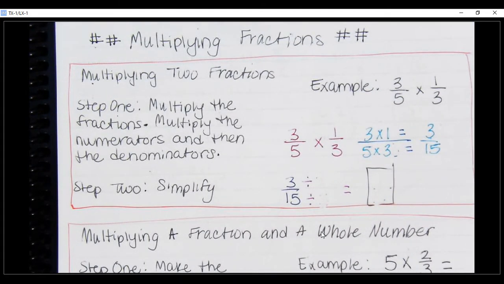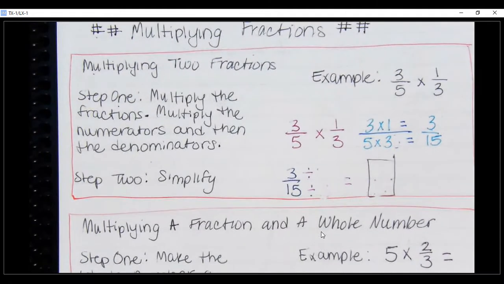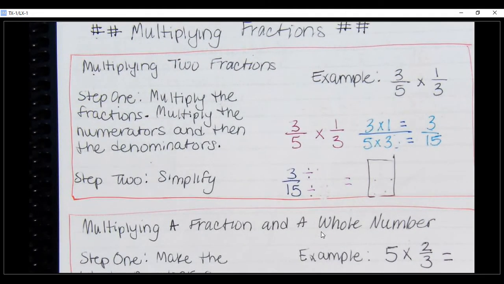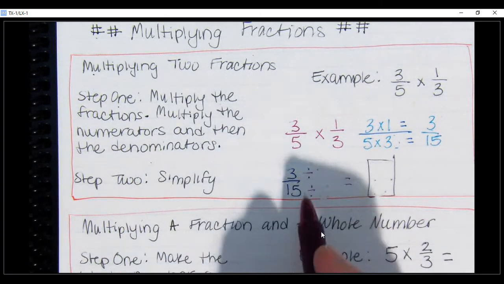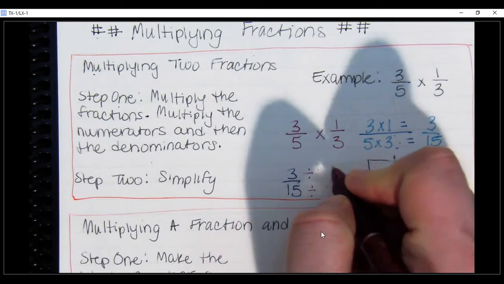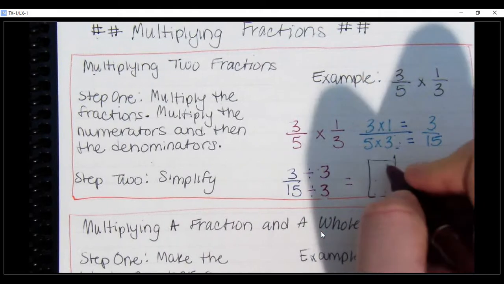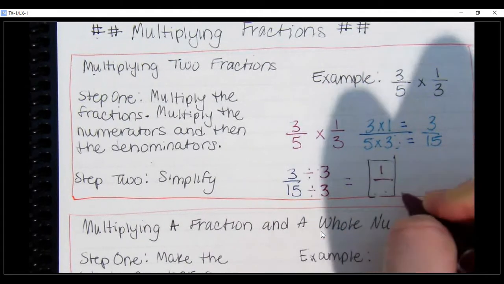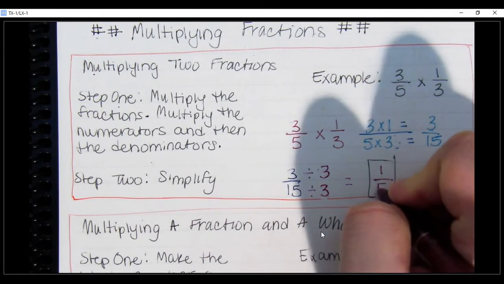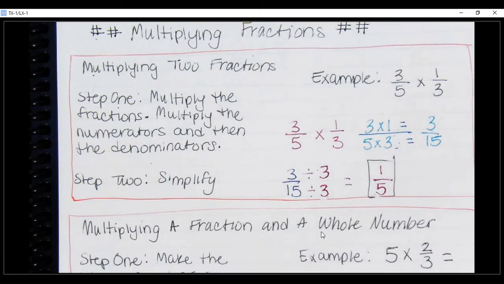We can move on to step 2, which is to simplify. So just like what we said in that previous video, we want to divide by the greatest common factor, or the biggest number that could be divided by both 3 and 15. And that number is 3. 3 divided by 3 is 1. And 15 divided by 3 is 5. We have our answer. Yay!